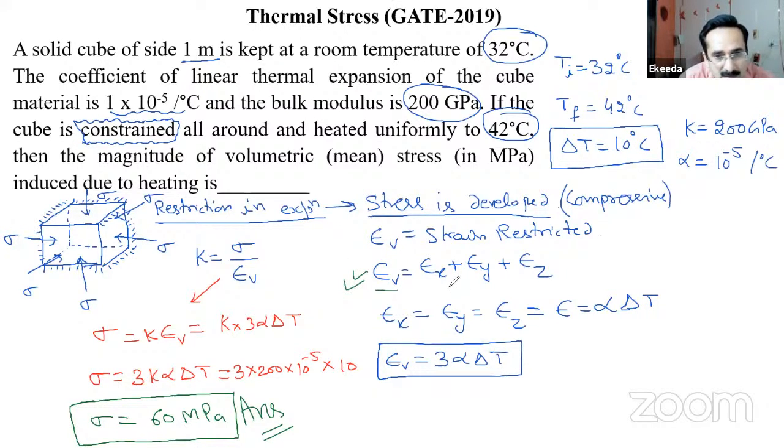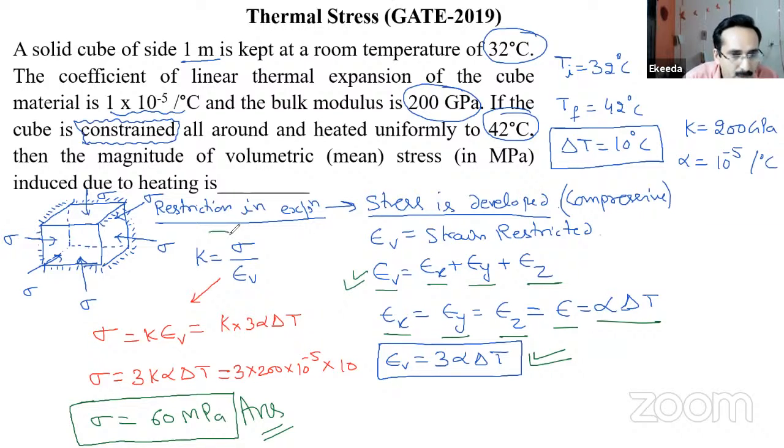In this case, we have used the volumetric strain concept. Volumetric strain is the strain in x direction, strain in y direction, strain in z direction, and because restriction is there in all directions, the strain will be the same in all directions. So epsilon x, epsilon y, epsilon z will be equal to alpha delta t. So the volumetric strain will be 3 times alpha delta t.